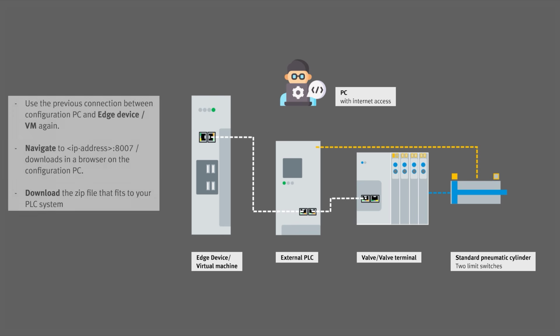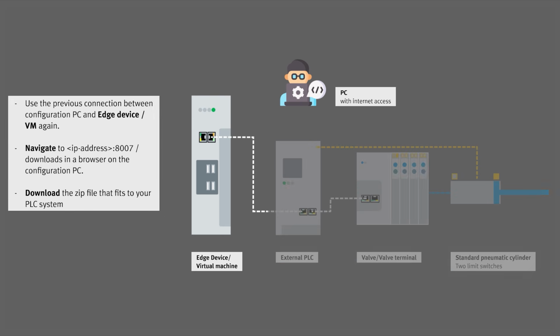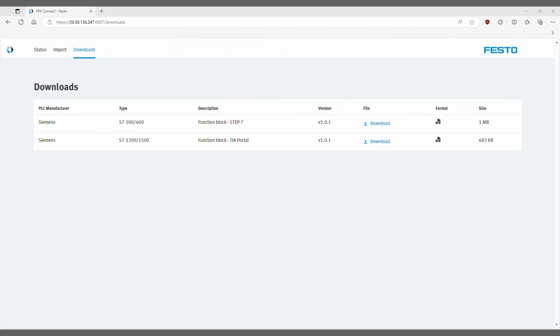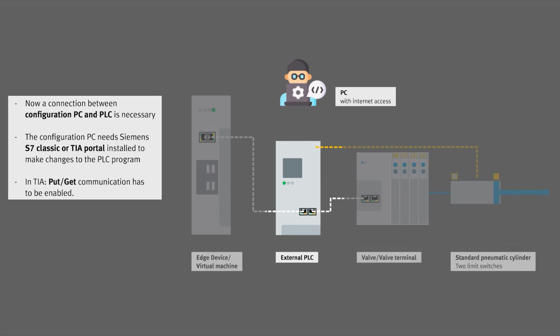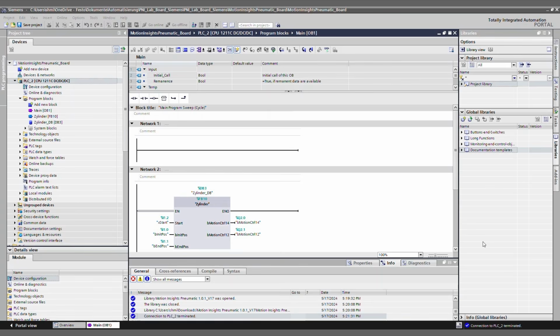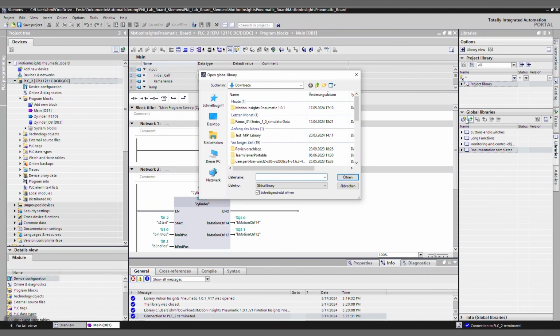To generate the data to analyze, you get a library from Festo that you need to add to your PLC program. It can be downloaded from the Docker application that you have installed previously. Now establish a connection to your PLC. In TIA Portal, add the MIP library from Festo to the global libraries.